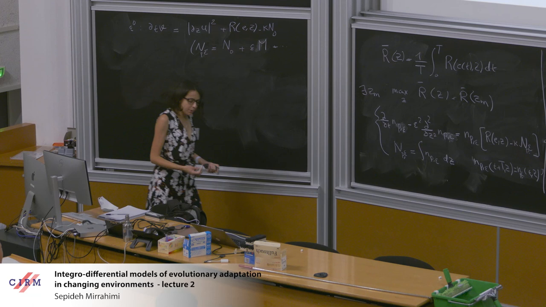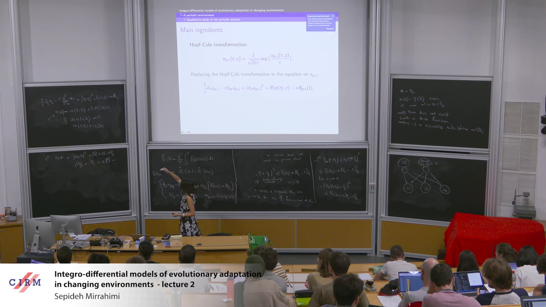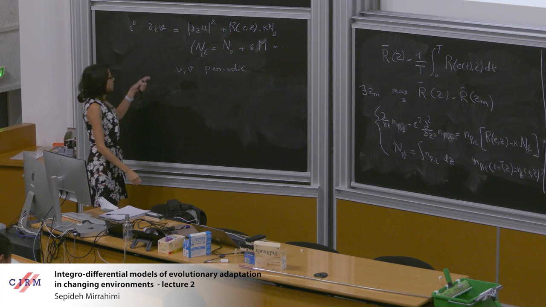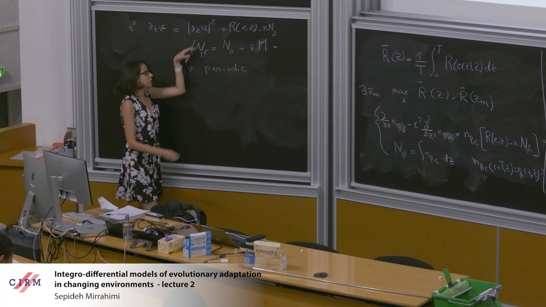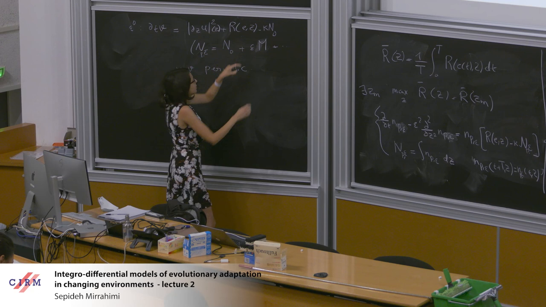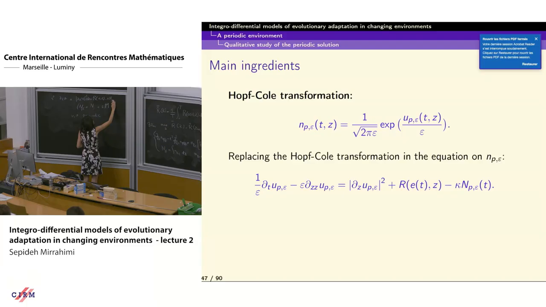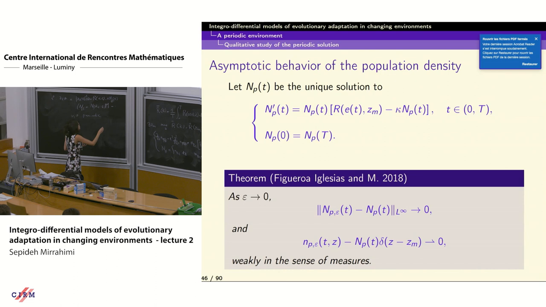And because U epsilon is periodic, we will assume that all these expansions are also periodic. So we will assume that U and V are periodic. Okay? And now, we know that U doesn't depend on T, so this is just a function of Z. And N0 may depend on T. So maybe I don't put the zero, just to remember that I had used NP to say that it is a periodic function.